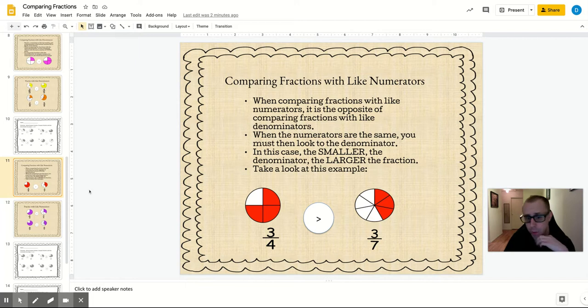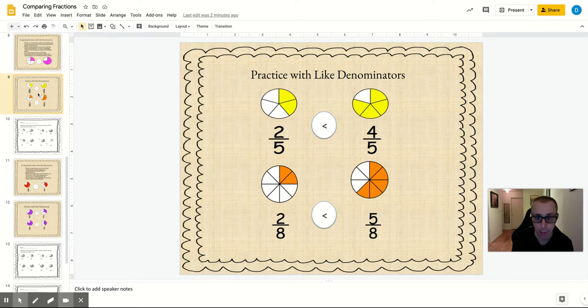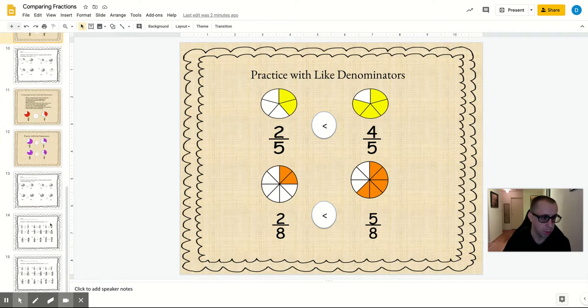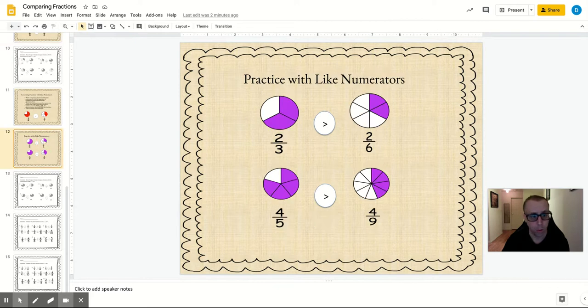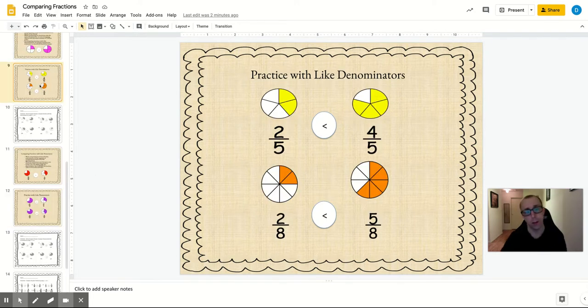With like numerators, the shapes are not divided exactly the same. They're the same shape, but they're divided differently. With like denominators, not only are they the same shape, but they're also divided exactly the same. So I believe that's about it for your review today. I don't think there was anything else I wanted to say. Again, when you're looking at like numerators, it's the same shape, but they're not divided the same. Like denominators, they are divided the same.